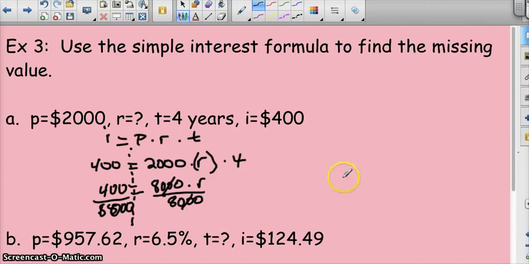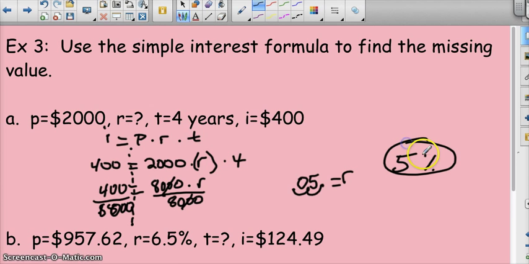If you plug that into your calculator, 400 divided by 8,000 ends up being 0.05. Be careful, this is not your rate. This is your rate as a decimal. To convert from a decimal to a percent, we talked in 11.1, we move the decimal point 2 places to the right, making that 0.5 or 5%. That's the answer on the first one.